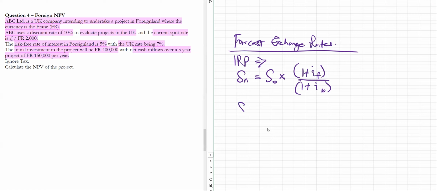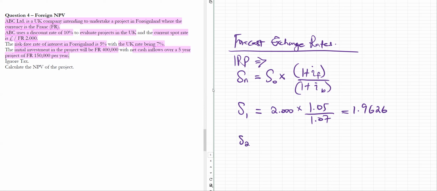So in that case, when we need a spot rate for year one, we just take the spot rate today, which was 2 franc, right? So we take 2 and multiply by 1.05 over 1.07, right? We have it here, UK 7, Foreign 5. That's how you forecast. So that's the first year. So that gives us 2 by 1.05 over 1.07, and that gives us 1.9626. Okay, I like 4 decimal places.